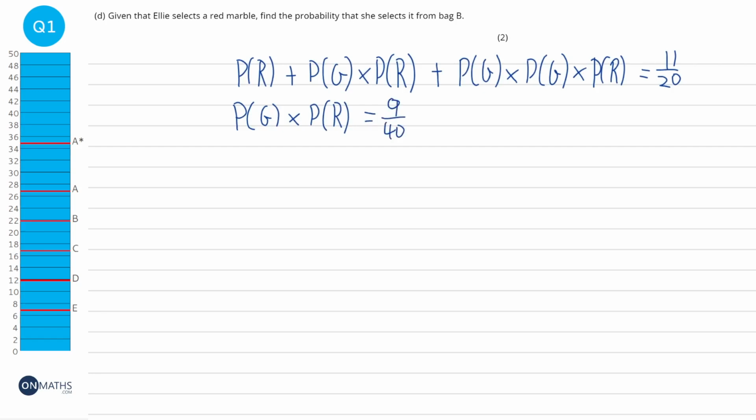Okay, now with all probabilities, we look for the one that we are looking for, which is that 9 over 40, and we put it over the total amount. So normally it's over 1 because all of them add up to 1, but because we are discounting the green, green, green, it's going to be 11 over 20. So we're going to put that over 11 over 20. So we're doing 9 over 40 divided by 11 over 20, which is going to give us 9 over 22.